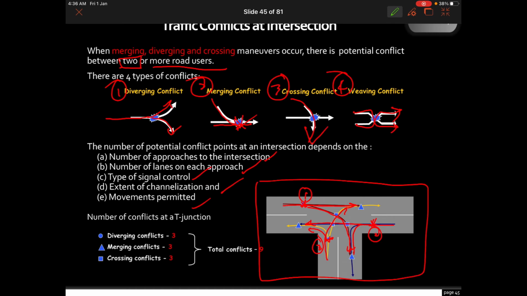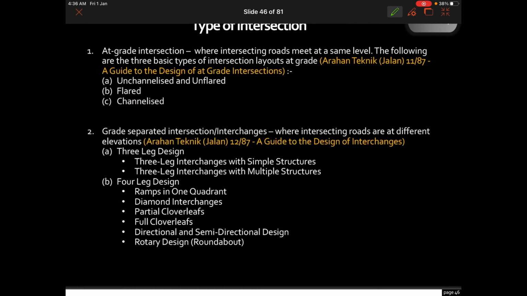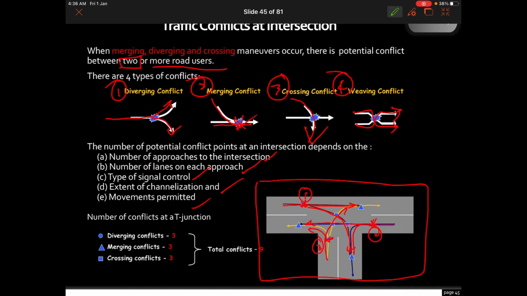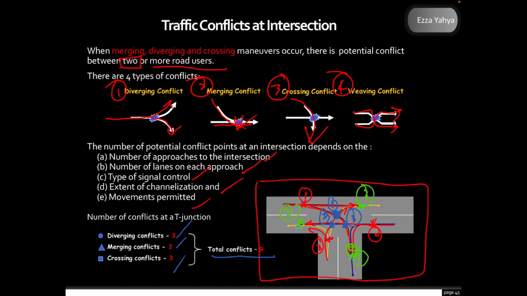For another conflict, it is merging. We merge the road. This one have 1, 2, 3 merges. Okay, now crossing. So this one the cross. Here cross 1, cross 2, and this one is the last, 3. Have 3, 3, 3. So total is 9 conflicts for the T junction.